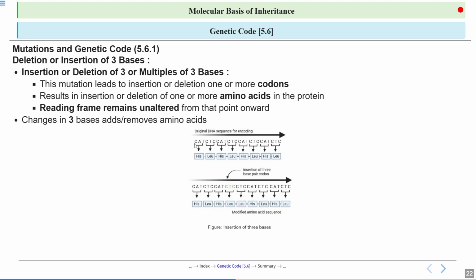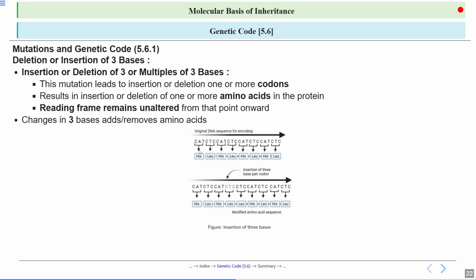So for example, let's see this example. This is the DNA sequence. Here we are taking a DNA sequence. We know that DNA is going to change to mRNA, but we are talking about the mutation, and that happens in DNA only. So you just leave that step. Just think that the mRNA step will be in between.